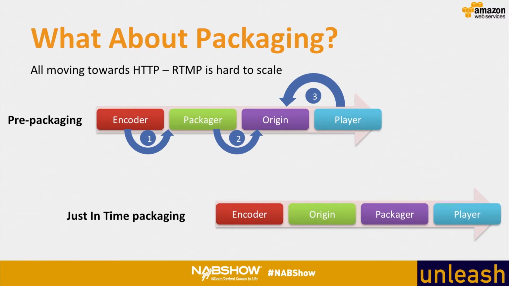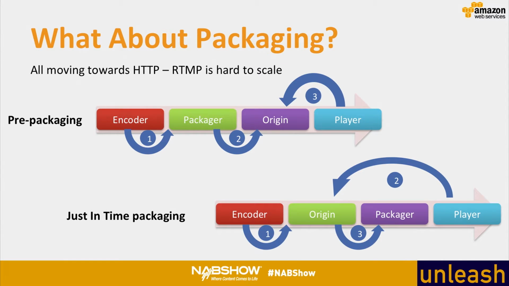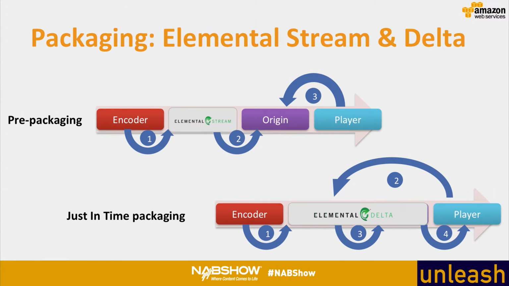And the other process is just-in-time packaging, where you have, for example, a live stream coming in. You can have an encoder sending it to the origin server and the player requesting those segments directly, and you can have a live-to-VOD or live-to-file scenario, where that origin is also writing it after packaging. With Elemental, you can do pre-packaging directly using Elemental Stream, which gives you that capability. You can have Elemental Stream or Elemental servers running in Elemental Cloud in a highly managed fashion, and basically leverage that for pre-packaging.